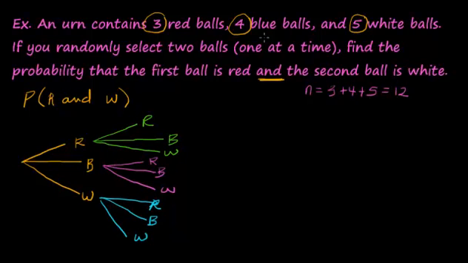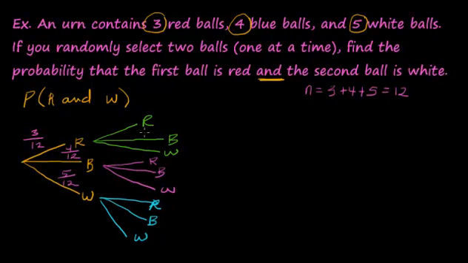So there are 12 balls in the urn, and the probability that we select a red, well, there are 3 red balls. So we have a chance of 3 out of 12 of getting a red ball on that first draw, that first selection. There are 4 blue balls, so we have a chance of 4 out of 12 of getting a blue ball, and there are 5 white balls. So we have a chance of 5 out of 12 of getting a white ball.